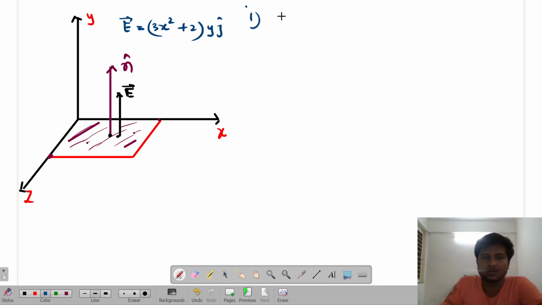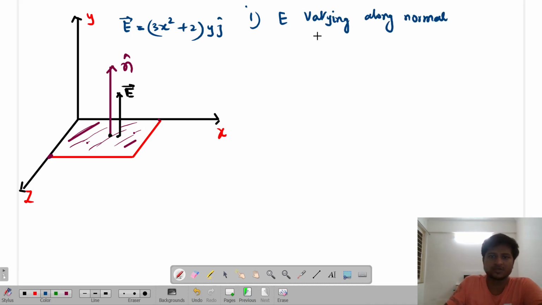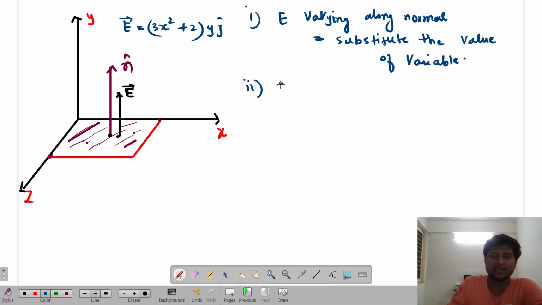So first thing, E varying along normal. So substitute the value of variable. Substitute the value of variable. Got it? Second case, E varying perpendicular to normal.